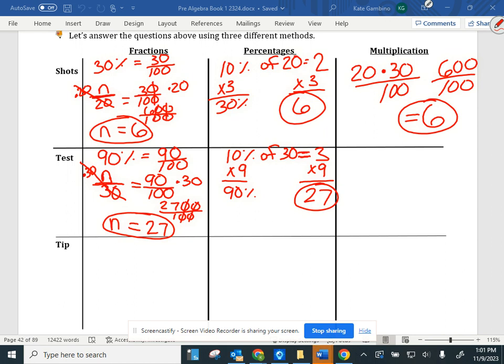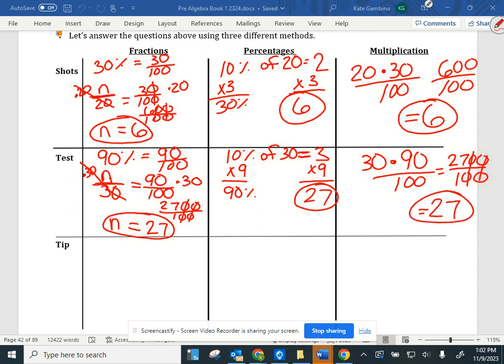And then we have our multiplication. We have our 30 points times 90%. So it's just back to that multiplication. So we've got 2,700 divided by that 100, and we get our 27 points. So it's all knowing how we set it up.